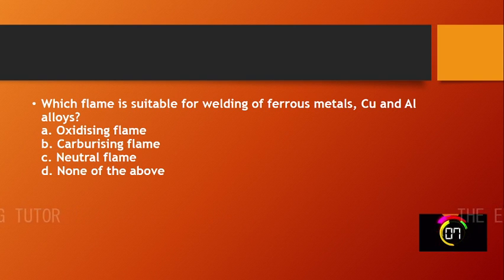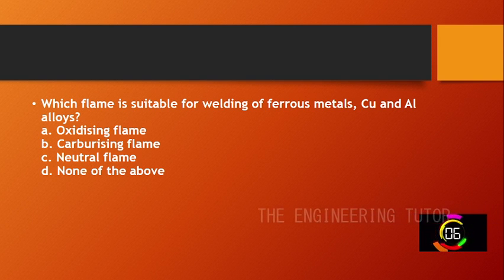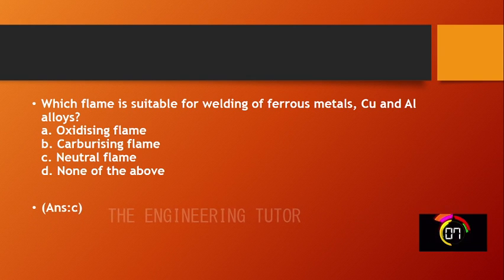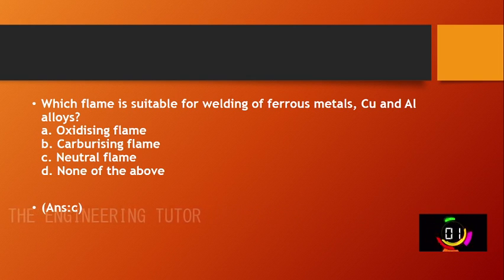flame. Based on our requirement, suppose we want to weld the hard metal, we will be using carburizing flame, and if we are welding soft metal, we will be using oxidizing flame. Normally, we will be using a neutral flame, and for the cutting operation, we will be using the oxidizing flame. So our option is neutral flame. It's a normal metal, ferrous metal, copper, and those all come in normal metal. So we'll be using neutral flame for the welding.